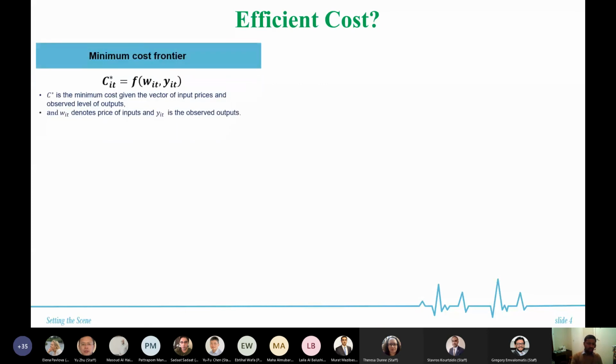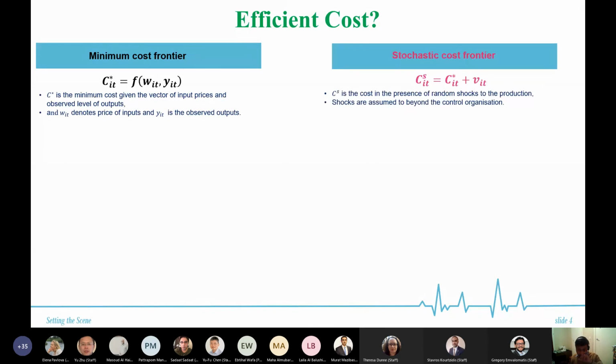Economists have worked out that if you have a function that includes the input price, denoted by W here, the price of the doctors and the price of the equipment that goes into the hospital production system, and the output, that is Y, where outputs can be your inpatients, outpatients, and we can establish based on that a minimum cost frontier, in other words, the efficient cost frontier against which we'll be comparing each hospital's actual costs.